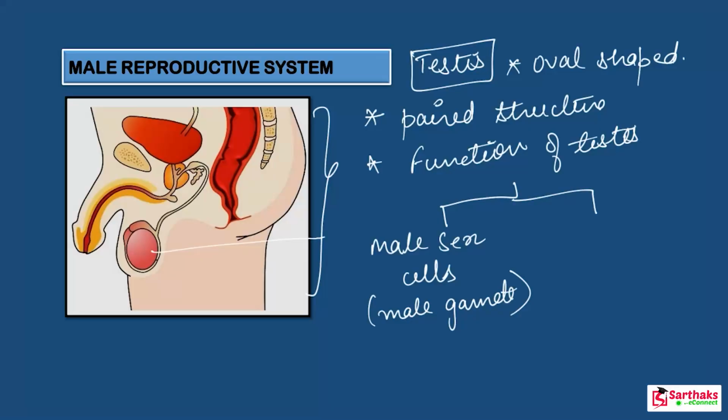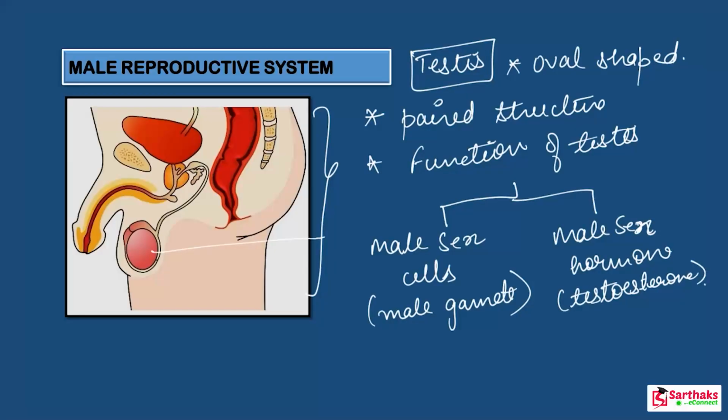Another function of the testis is to make the male sex hormone. So what is the name of the male sex hormone? Can you tell me? I told you in the last lecture also. The male sex hormone is known as testosterone. So this can be framed as a question. This is a very important point for your exam.